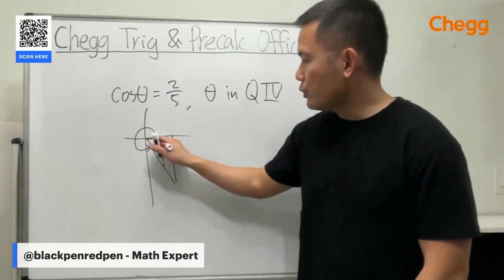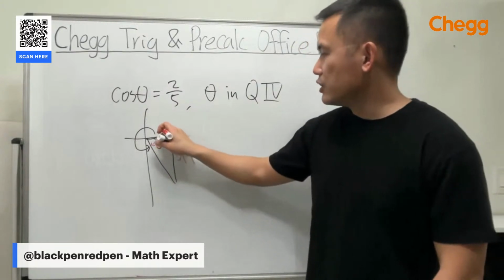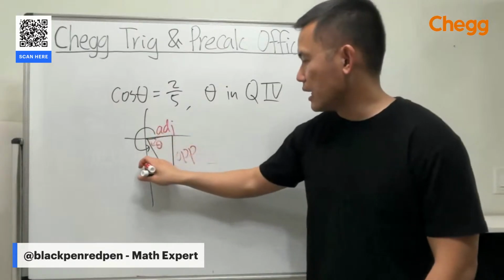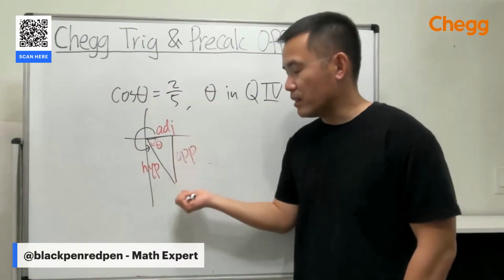So that's why I was saying, look at this right here, and then this will be the opposite side. This is the adjacent side, and this is the hypotenuse. But the opposite will be negative because it's down below the x-axis.